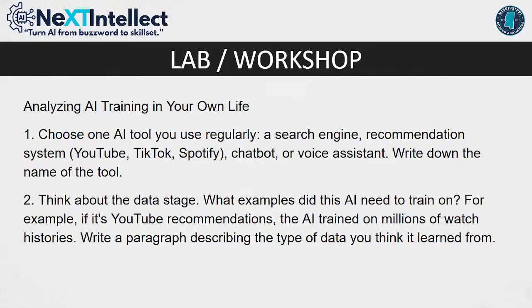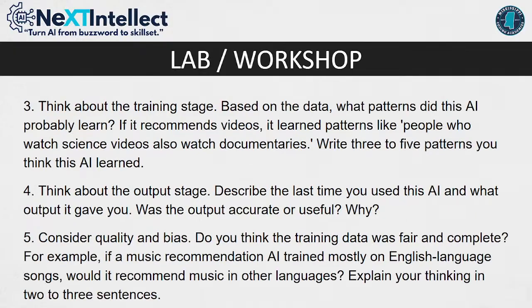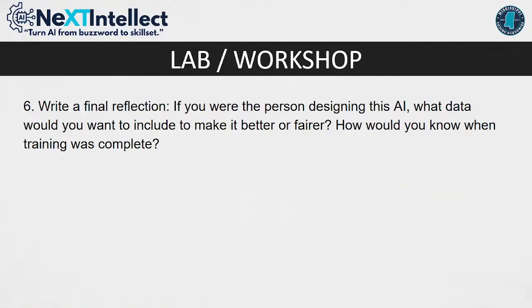You have a task of writing. Think about its training stage, think about the output stage, and consider quality and bias. For example, if a music recommendation AI trained mostly on English language songs, would it recommend music in other languages? And then write your final reflection. If you were the person designing this AI, whichever one you chose, what data would you want to include to make it better or fairer?